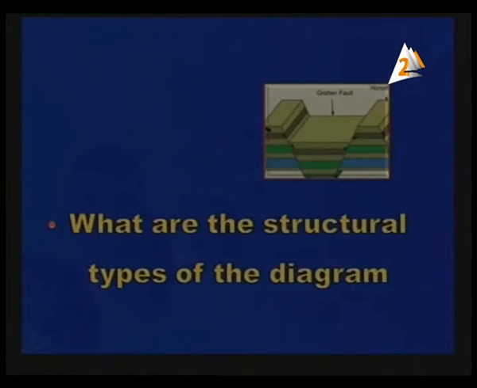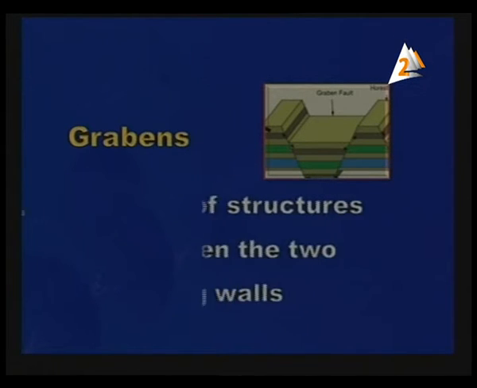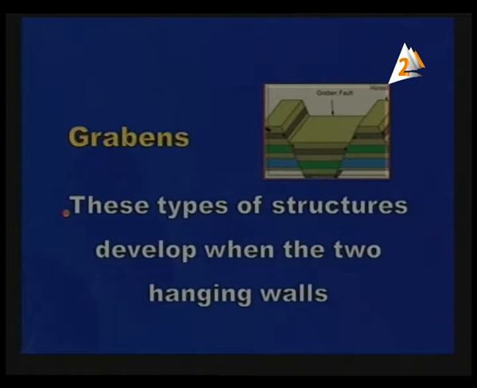Let's start with the following question. What are the structural types of the diagram in the front view? As you see, my dear students, this diagram is showing grabens and horsts.